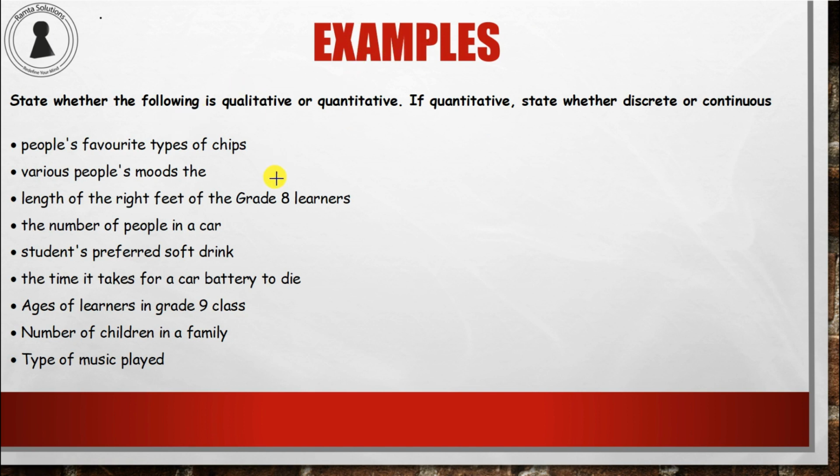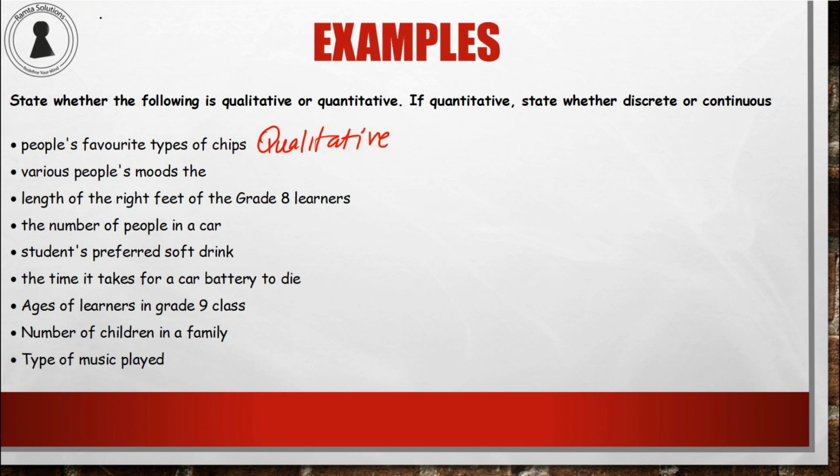Now, let's look at examples. They say, state whether the following is qualitative or quantitative. If quantitative, state whether it's discrete or continuous. Let's see. We have people's favorite types of chips. Can you really count it? No, you cannot. Can you measure it? No, you cannot. So what kind of data is this? It is qualitative.